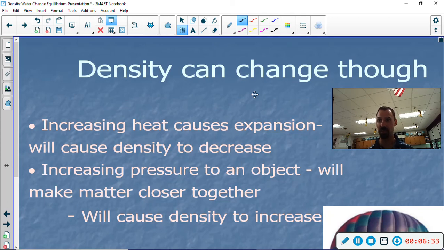Okay, increasing pressure will also make matter closer together. So using the balloon once again, you can see this. Not just the air cooling down inside the balloon, but also the air on the outside of the balloon is pushing on the outside of the balloon, forcing some air out also. So increasing pressure will make the matter closer together and make it more dense once again, and cause its density to increase.